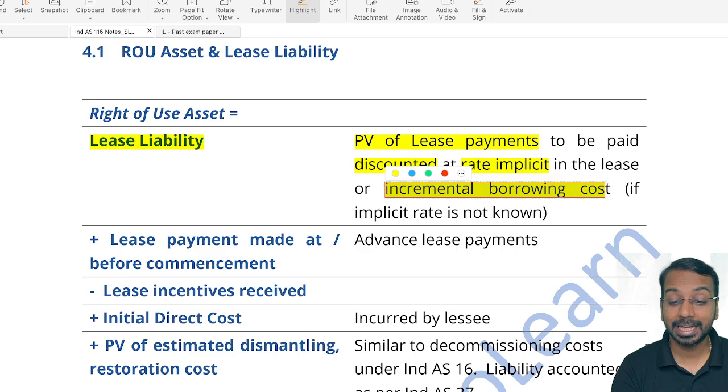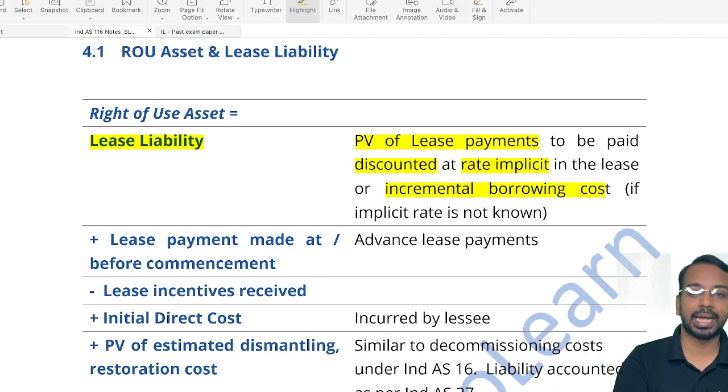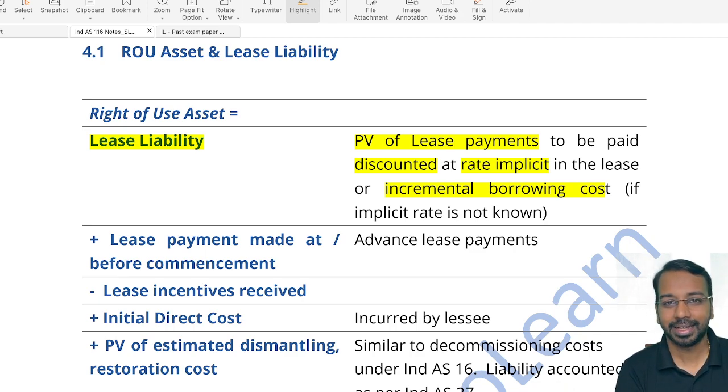So if the lessee knows that the lessor is earning 10%, 11%, 12%, we will use that rate. But if the lessee doesn't know, in many cases the lessor will not tell all the trade secrets, right? So if the lessee does not know, what will the lessee use? The lessee will use incremental borrowing cost.